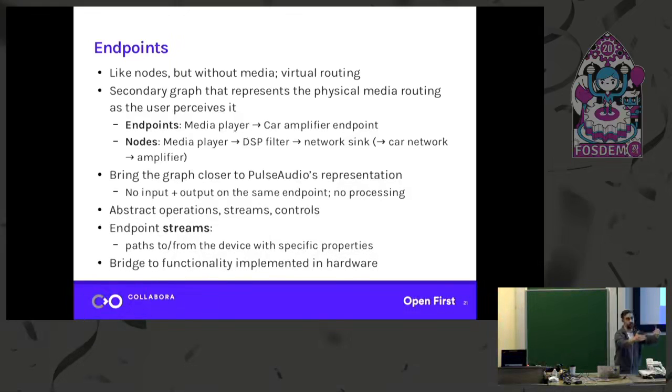While the same thing on the nodes graph looks like there's a media player that goes into a filter that does some processing, and then it goes to a network sink that pushes things out to the car network, and then there's a car network distribution daemon or whatever that eventually ends up in the amplifier. And this is a much more complex path that the policy management would have to know, and it would become very hardware specific to handle this. So this is why I thought we need to abstract this.